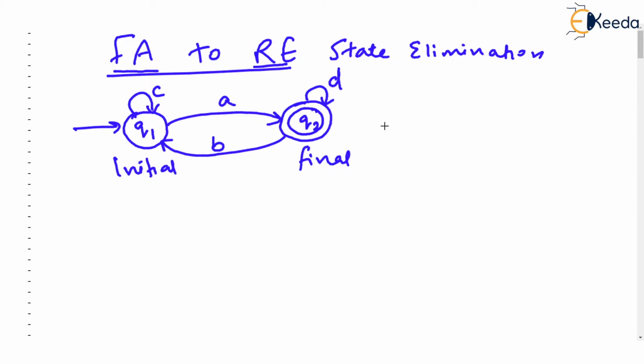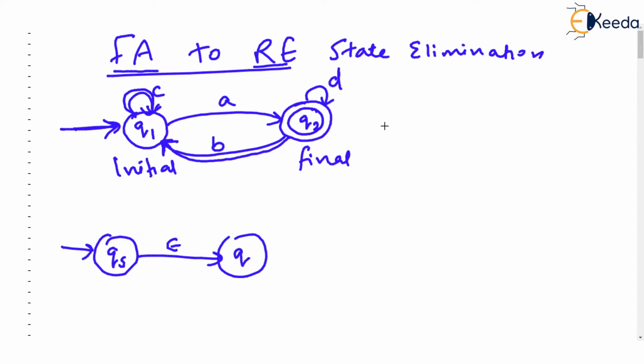Now, clearly, initial state Q1 has an incoming transition, you can see over here in the form of B, and an incoming transition in the form of C. So we will add a new initial state, let's say QS, and label it with an epsilon transition to Q1, and all other transitions of Q1 as defined will stay as they are.